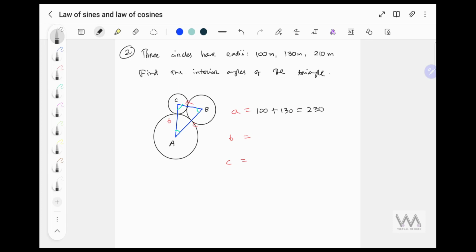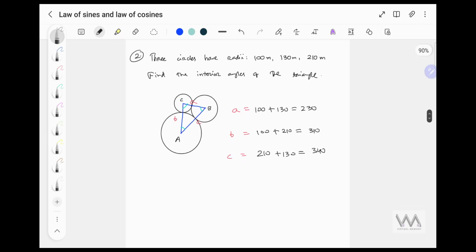Side B is going to be the radius of circle C and circle A. So that's 100 plus 210, which is 310. And side C is the radius of circle A plus the radius of circle B, which is 210 plus 130, and that gives us 340. So now we know the sides.